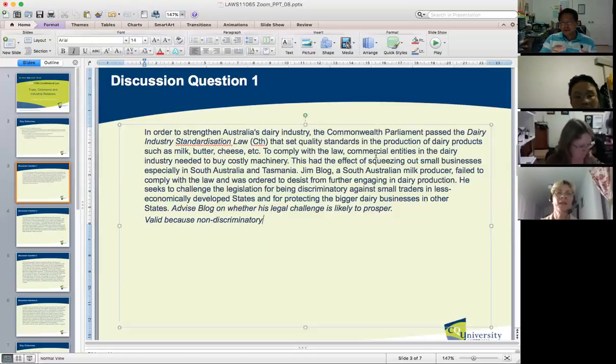So let's assume, to make it more specific, what if the law actually said that, for the purpose of standardization in the dairy industry, every single business in the dairy industry will have to purchase equipment, let's say in the value of $5 million. That would be discriminatory. You can quickly say, how can small traders survive? How can they compete against big businesses? Well, that would be discriminatory. The fact that he doesn't have that equipment and needs to purchase it is incidental to that, to my thinking.